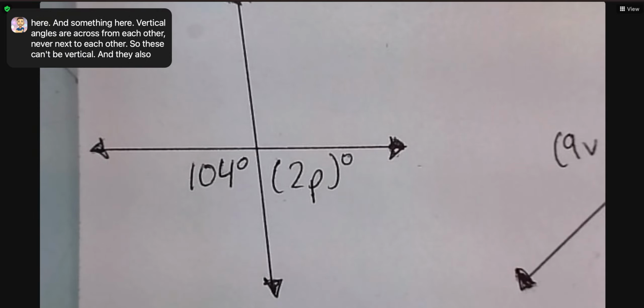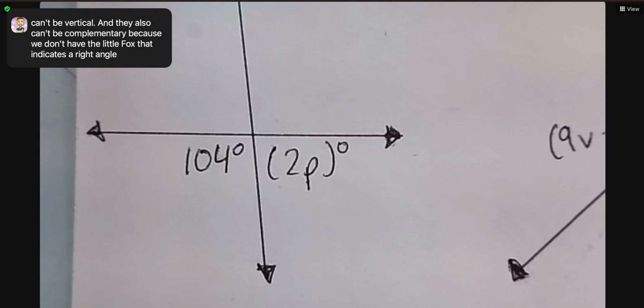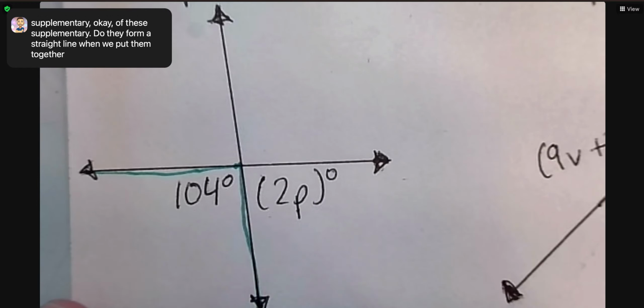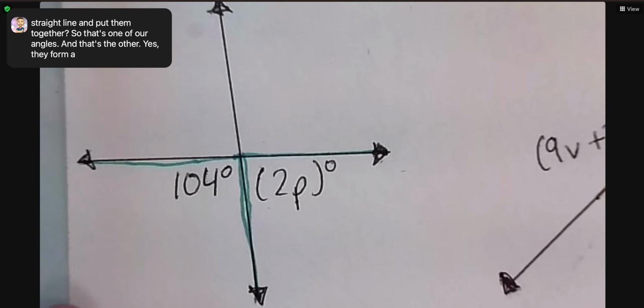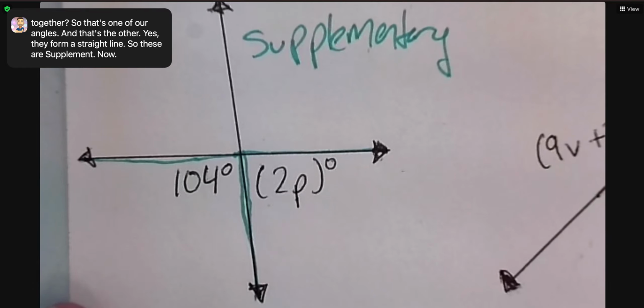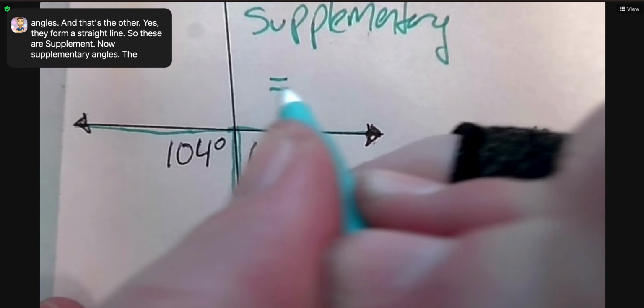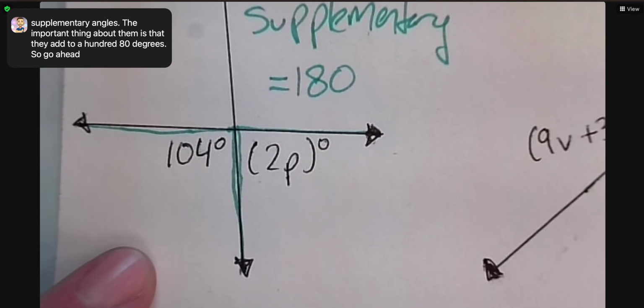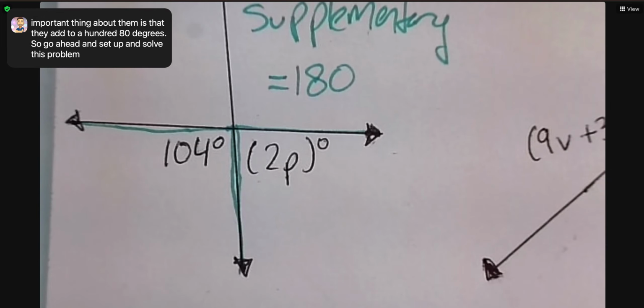And they also can't be complementary because we don't have the little box that indicates a right angle. So the other option that we have is supplementary. Are these supplementary? Do they form a straight line when we put them together? So that's one of our angles, and that's the other. Yes, they form a straight line. So these are supplementary. Now, the important thing about supplementary angles is that they add to 180 degrees. So go ahead and set up and solve this problem. Again, solve for p.